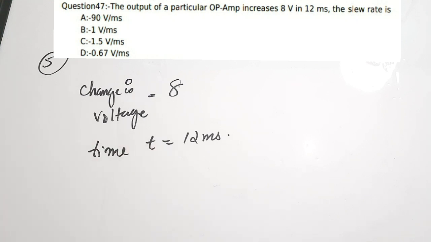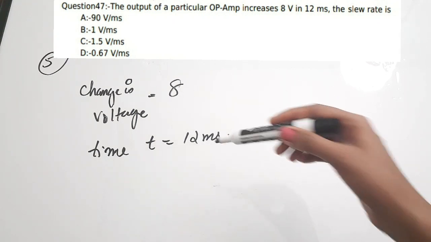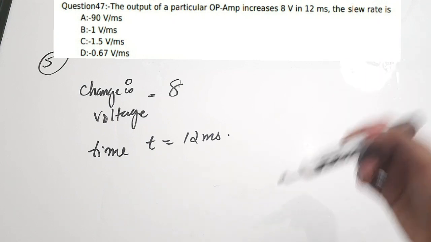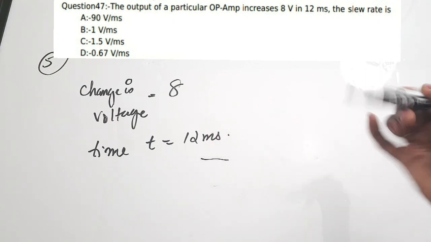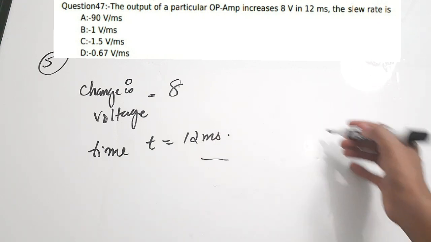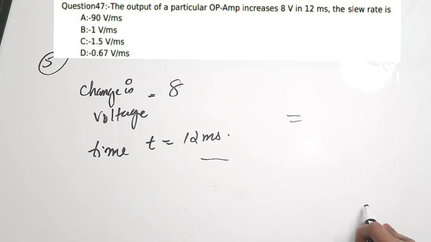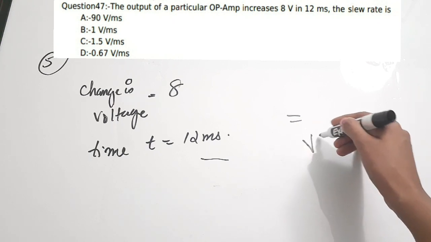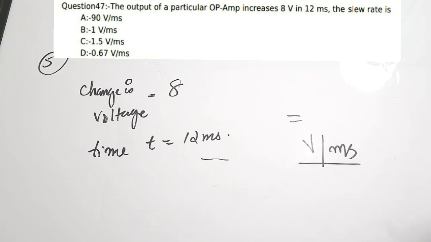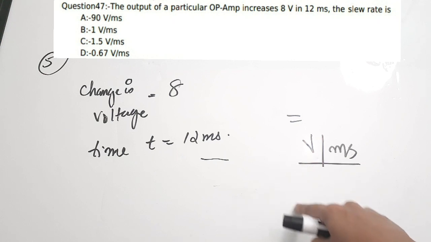The definition of slew rate is the change in voltage with respect to time, and most commonly we take change in voltage with respect to either milliseconds or microseconds. Here it is given in milliseconds. Sometimes you also have to look into the options. If you see the options, all options have the unit volt per millisecond.